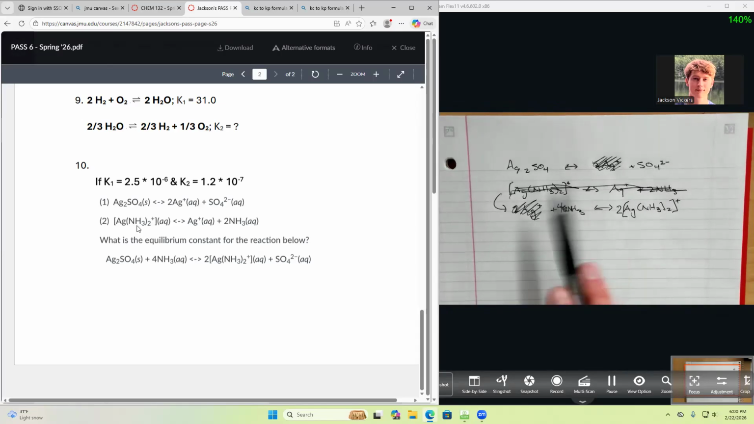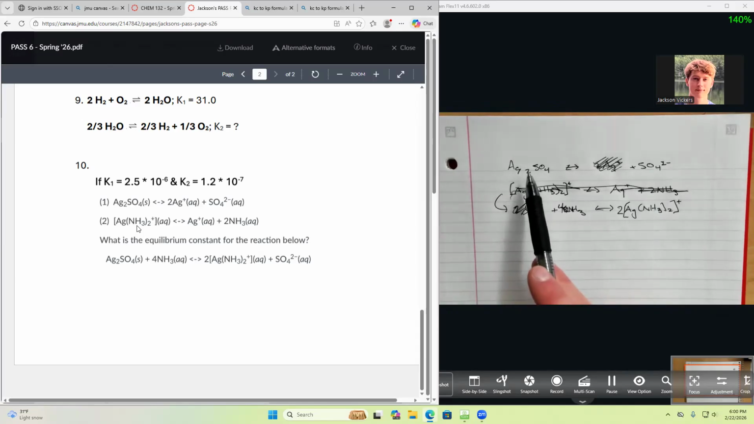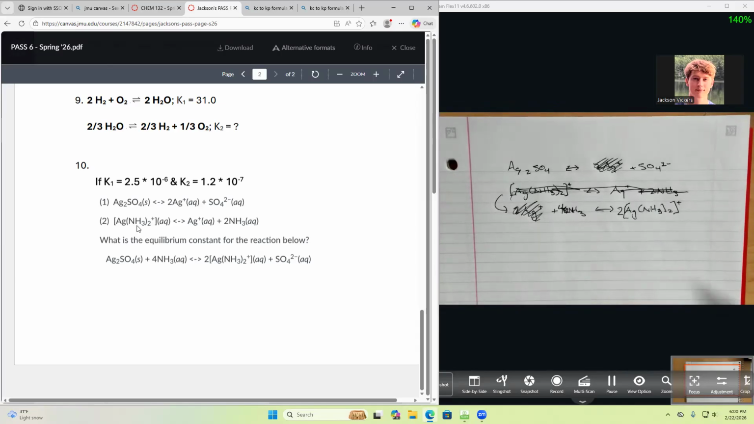We see all the other components looking good now, right? So we see Ag2SO4 with a coefficient of 1 in the reactants. We see 4 NH3 in the reactants. So that looks good to me. And then in the products, we do have 2 Ag(NH3)2+ and SO4 2-.